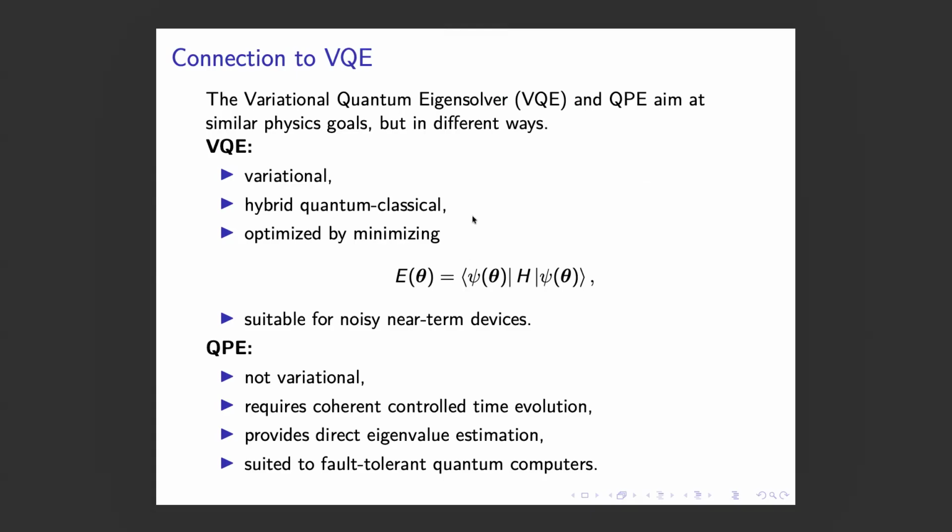Connection to the VQE. If you now look at it, there are some things which we can discuss a little bit more in detail after the break. So the VQE is variational. It's a hybrid quantum-classical method, optimized by minimizing, and it's suitable for noisy devices. The QPE is not variational. It requires coherent controlled time evolution. It provides a direct eigenvalue estimation, and it's normally suited to fault-tolerant quantum computers because it gives very lengthy circuits.